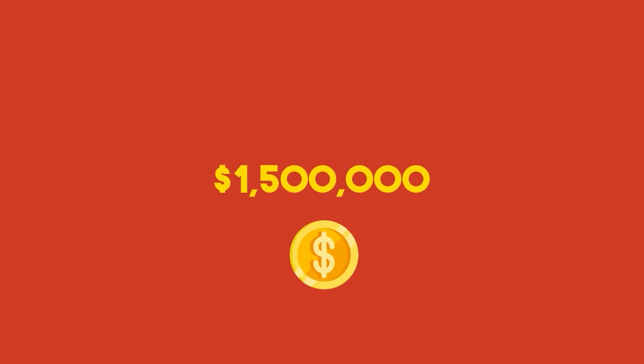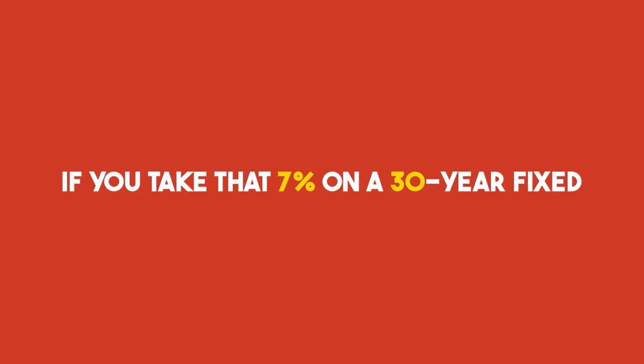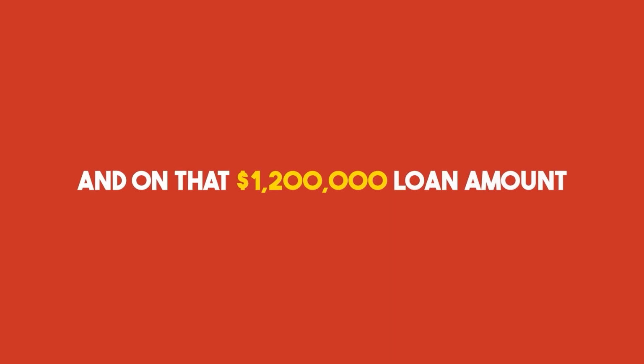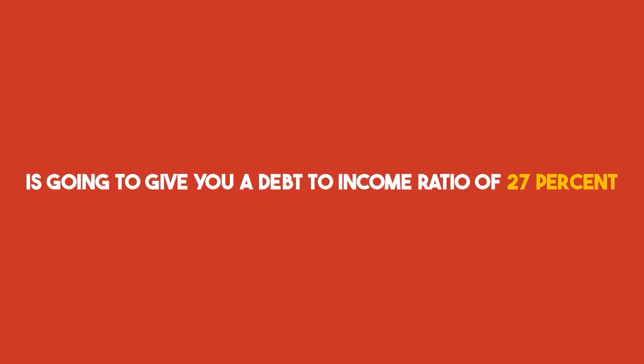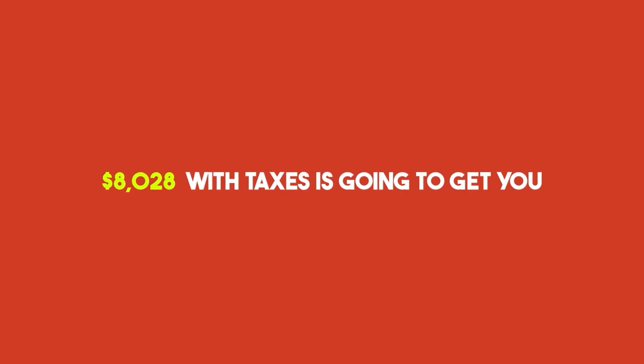Purchase price of $1,500,000 is going to be 20% down, is going to make that loan amount $1,200,000. The interest rate today is at 7%, and that's going to be average on a 30-year fixed. And that's more or less average, possibly less, possibly more, 7% on a 30-year fixed. So if you take that 7% on a 30-year fixed on that $1,200,000 loan amount, you're going to have a monthly payment of $8,028 is going to give you a debt-to-income ratio of 27%.